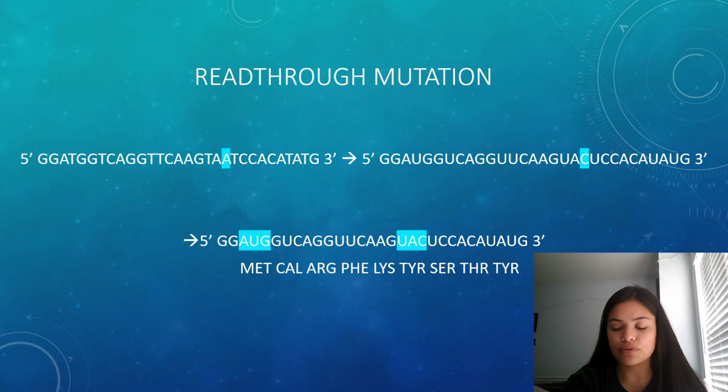Last, we have a read-through mutation where instead of a stop codon originally, there is a new amino acid in its place. So we've changed this A in the original strand to a C, and that is also a transversion because you've gone from purine to pyrimidine. And instead of the stop codon that's supposed to occur after LYS, it actually codes for TYR, and then it goes on until at some point there is another stop codon in the strand.